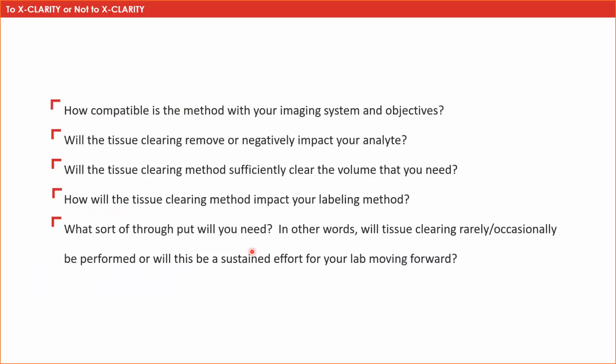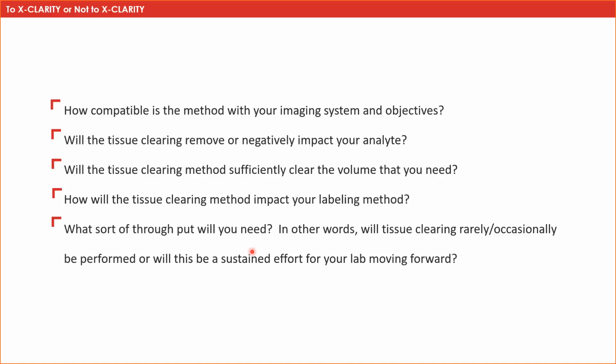We've gone over these, but I definitely think that they're worth repeating. First, how compatible is your method with your imaging system and your objectives? And do you have the imaging system and objectives that you need to do this? Will tissue clearing remove or negatively impact your analyte? Will the tissue clearing sufficiently clear the volume that you need? Some tissue clearing methods do well with samples that are, say, from 500 microns to just about a millimeter. How will tissue clearing impact your labeling method?